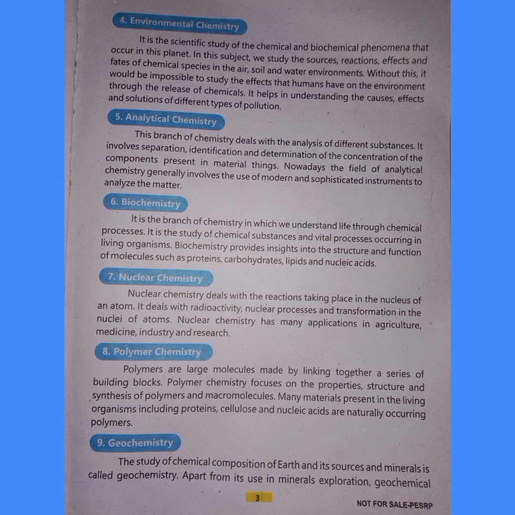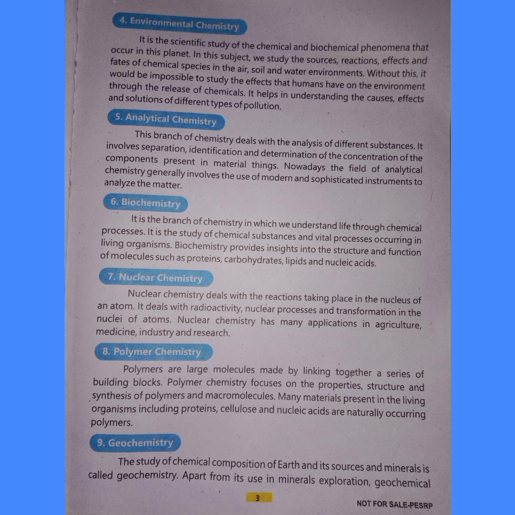Next branch is environmental chemistry. It is the scientific study of the chemical and biochemical phenomena that occur on this planet. In this subject, we focus on sources, reactions, effects, and fates of chemical species in the air, soil, and water environment. Without this, it would be impossible to study the effects that humans have on the environment through the release of chemicals. It helps in understanding the causes, effects, and solutions of different types of pollution.